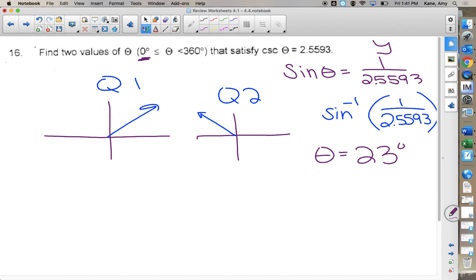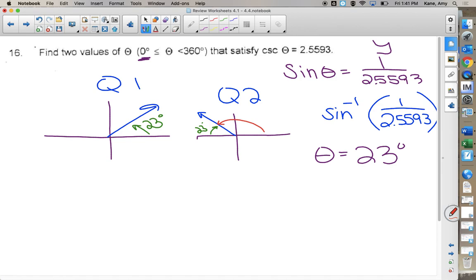So 23 degrees, Maya, is in what quadrant? First one. So that must be one of my answers. It's in the first quadrant, matches with my diagram, so there's 23 degrees. Can 23 degrees be used as a reference angle? Yes. So if I look at my second diagram, right here is also 23 degrees. So it's my answer, but I can also use that answer as the reference angle to get the other solution, because we want that solution to go into the second quadrant.